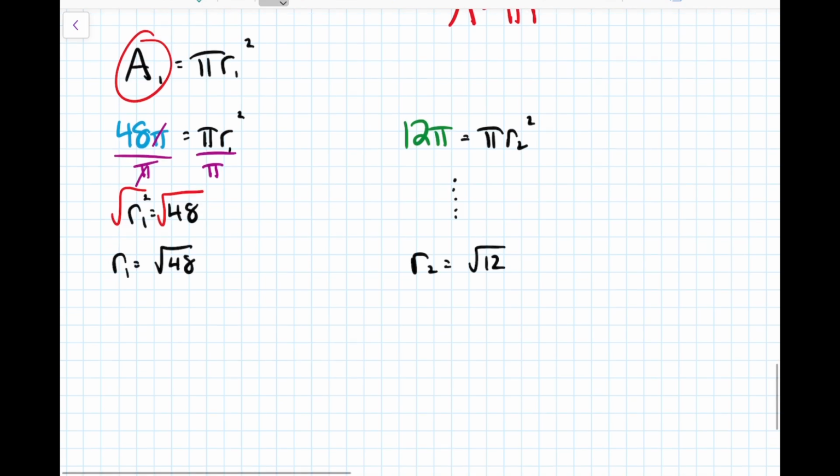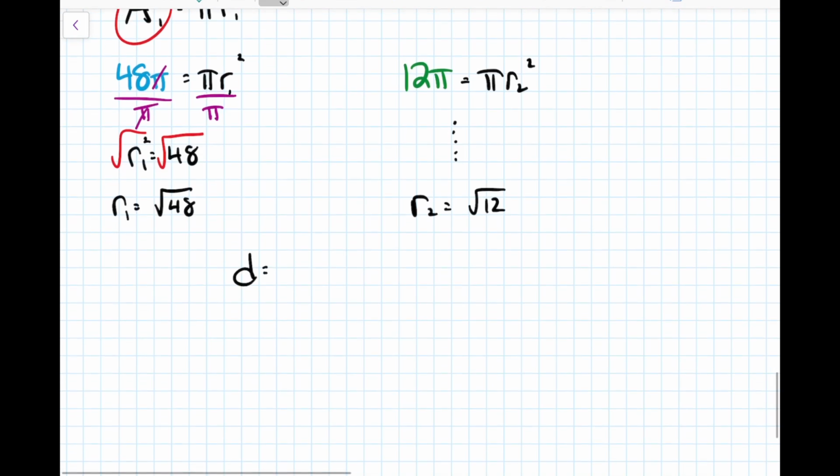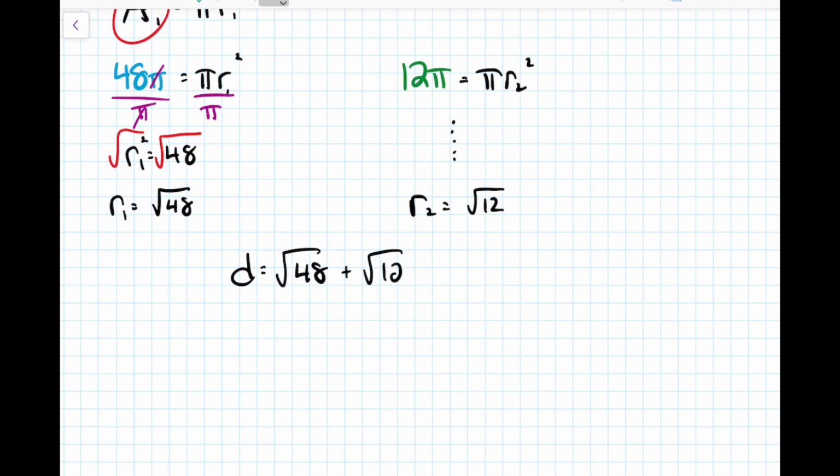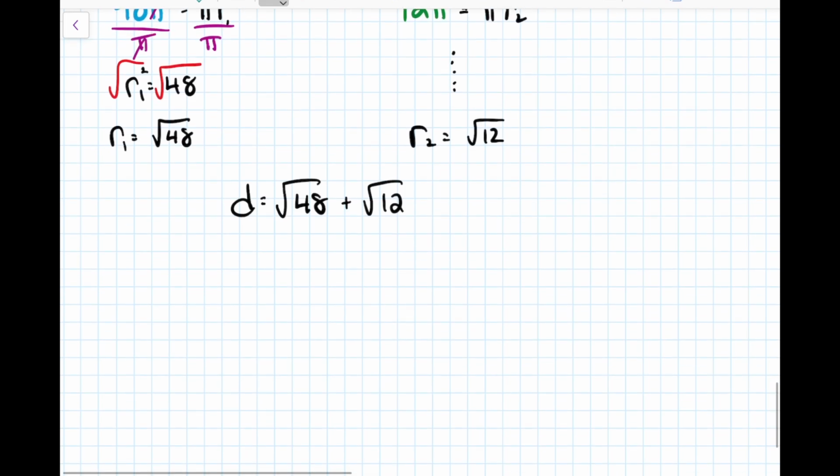To get that distance, the distance between the 2 circles, it's really just those 2 radii added together. So that's root 48 plus root 12. Well, if I'm going to add those, I need to make them like radicals if I can. So the root 48, once you break it down, is going to become 4 root 3. The 12 is going to become 2 root 3. And so if you add those together, we get 6 root 3.